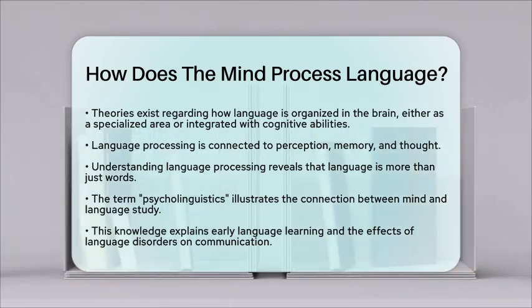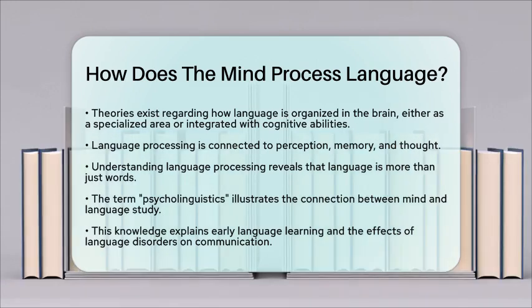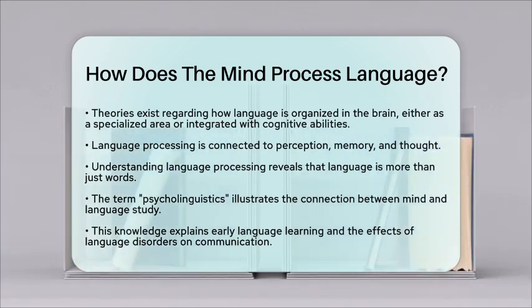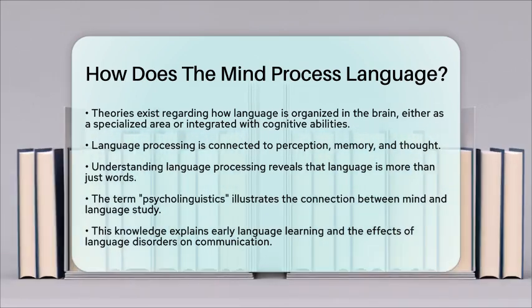In essence, the mind processes language through perception, interpretation using a mental language system, interaction with cognitive functions, and production of language. Each of these elements is a central topic in the study of psycholinguistics.